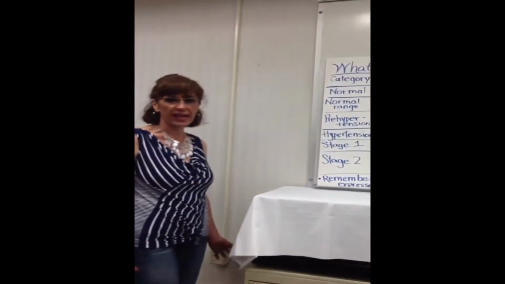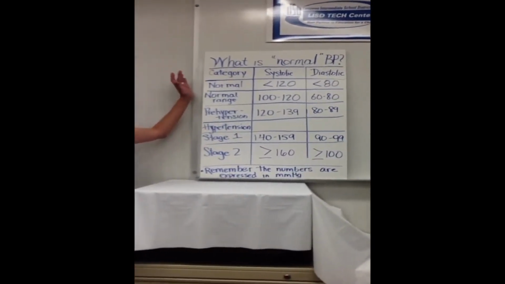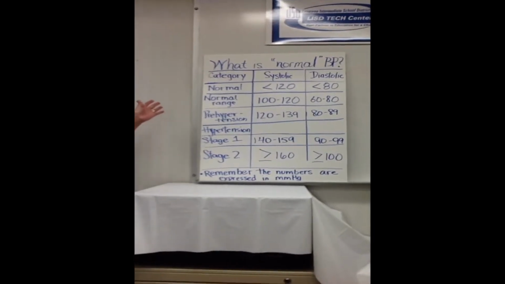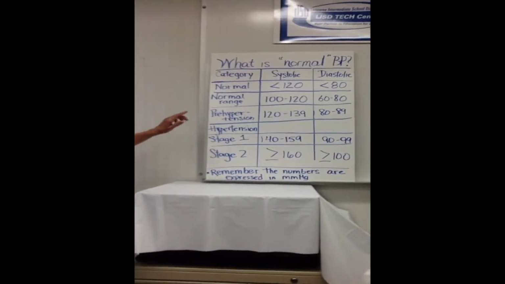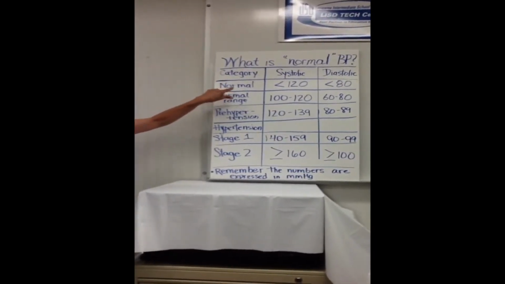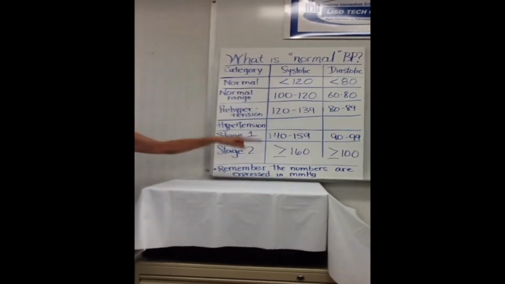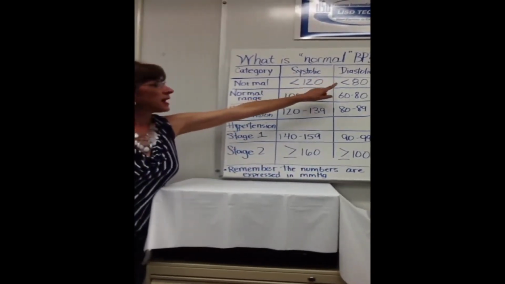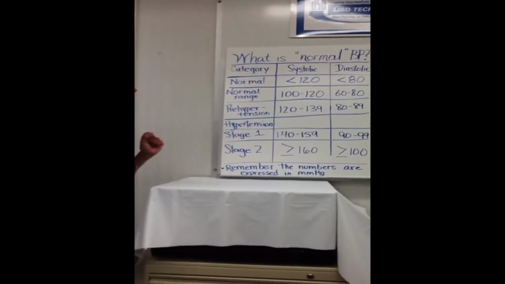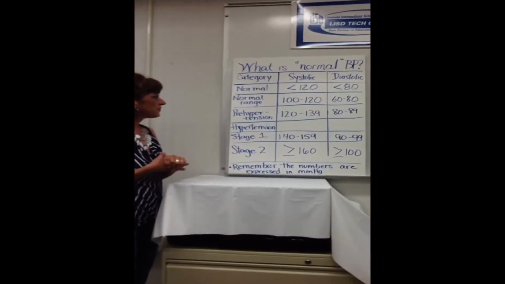Hi, today we're going to talk about what is normal blood pressure and also the abnormalities with blood pressure. So this is just a little graphic chart. This is in your textbook, but I thought it would be quicker to recreate it for you here. Normal blood pressure is now considered anything where the top reading is less than 120, and remember that the numbers are expressed in millimeters of mercury, and the diastolic or bottom reading is less than 80. So that would be your perfect or your desired range.